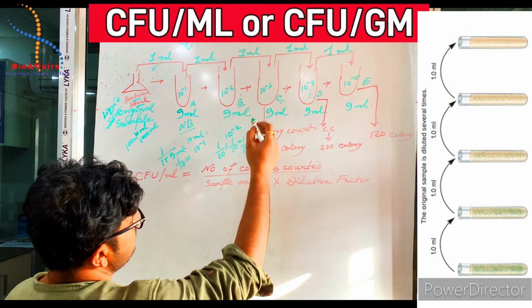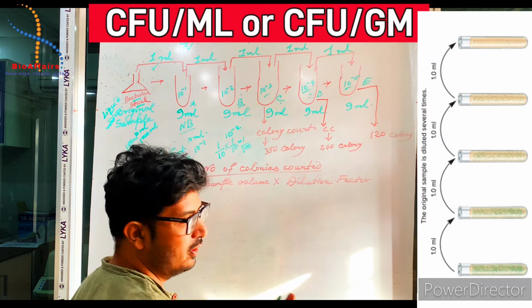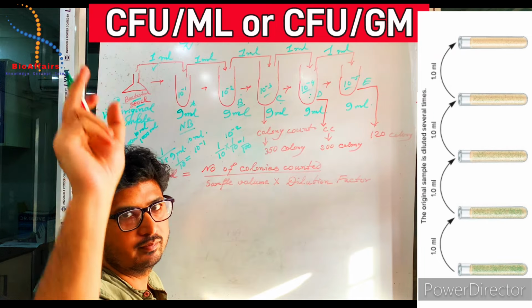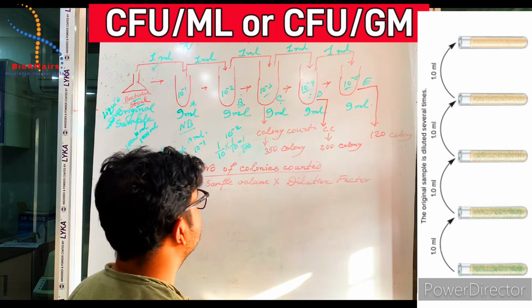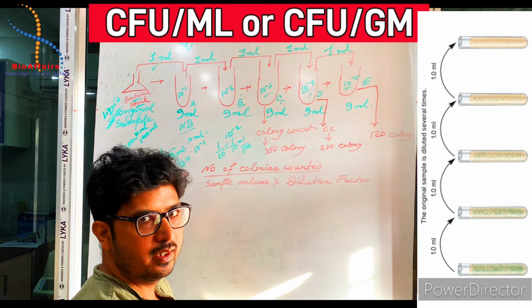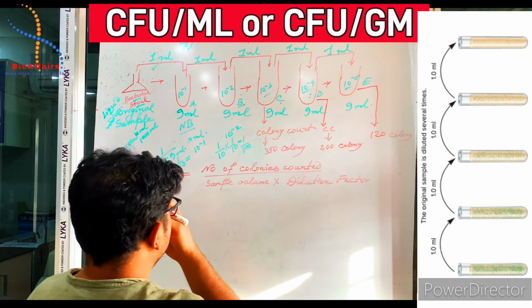Likewise 10 to the power minus 3, 10 to the power minus 4, 10 to the power minus 5. I have taken only 5 tubes here. You can extend this to 10 to the power minus 10, 10 to the power minus 11. That depends on your experiment. But I have taken it only up to 10 to the power minus 5 to make it simple and understandable for you.